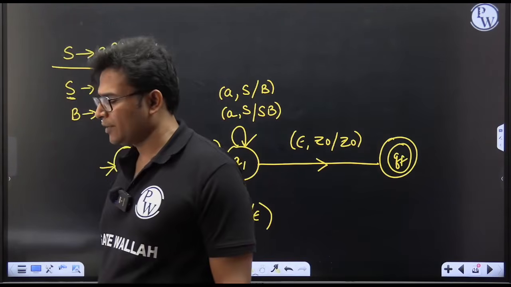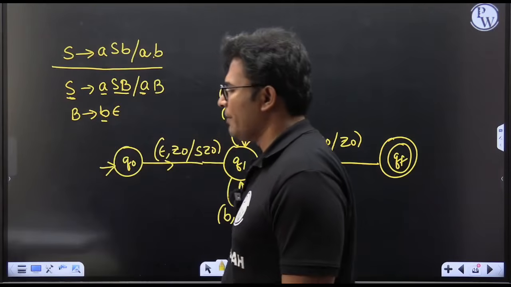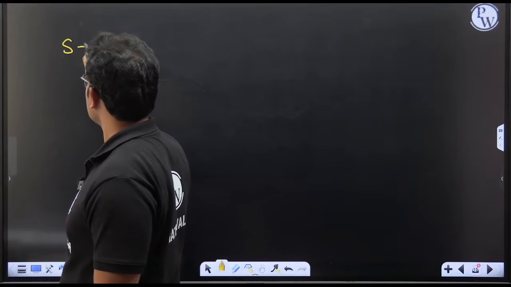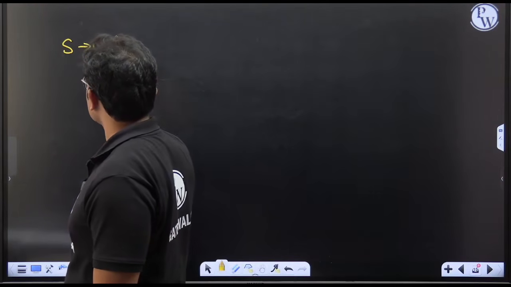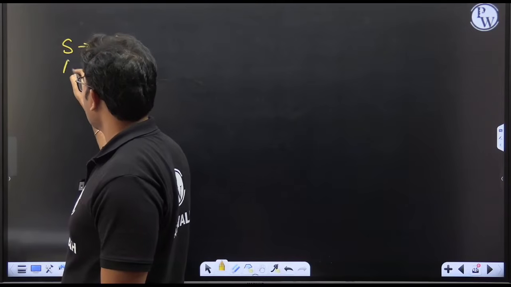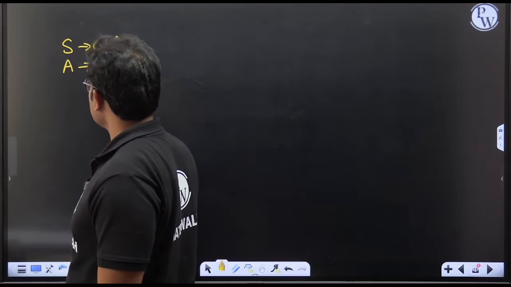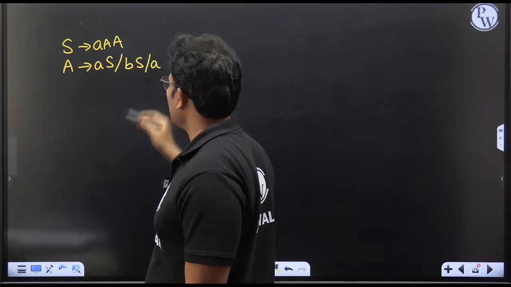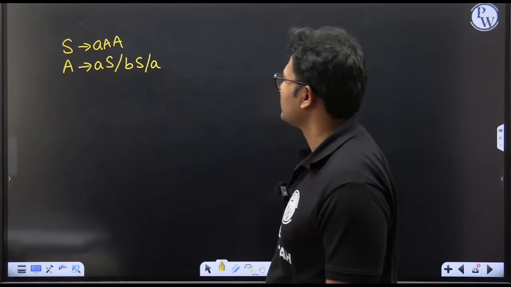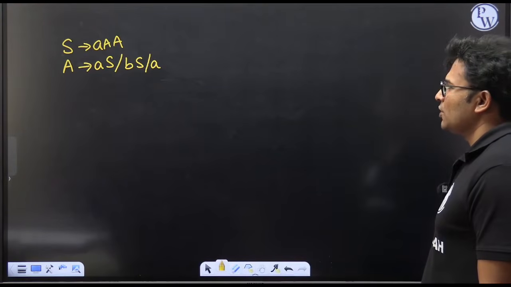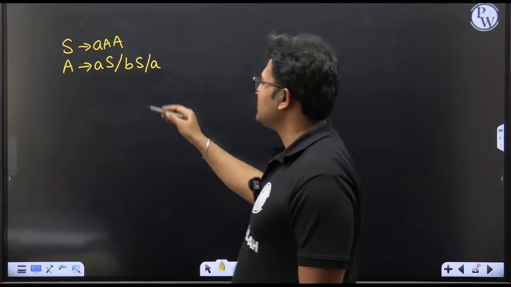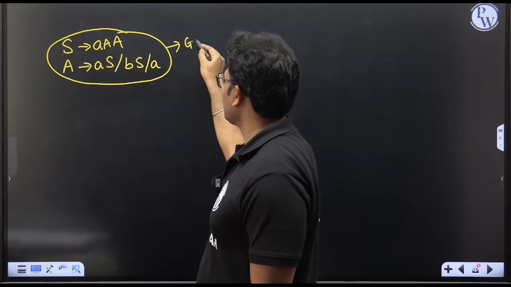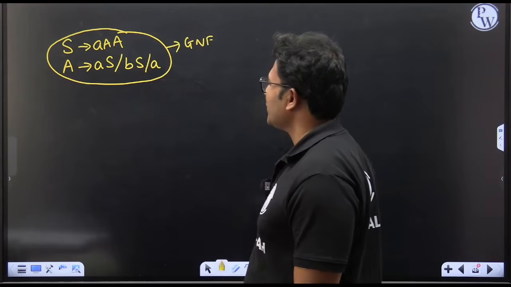With one more grammar, I'll be able to explain you better. Okay? Let us say the grammar is S derives A, A derives AS or BS or A. So this is in GNF. This grammar is in GNF, right? Now let us try to convert it to a pushdown automata.